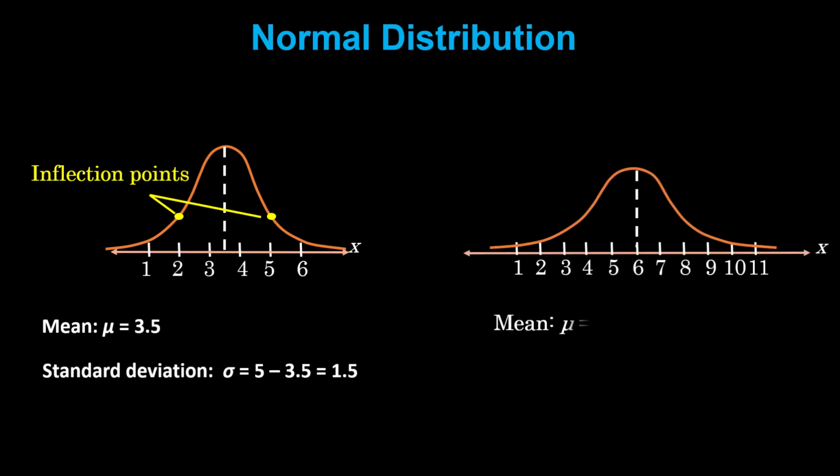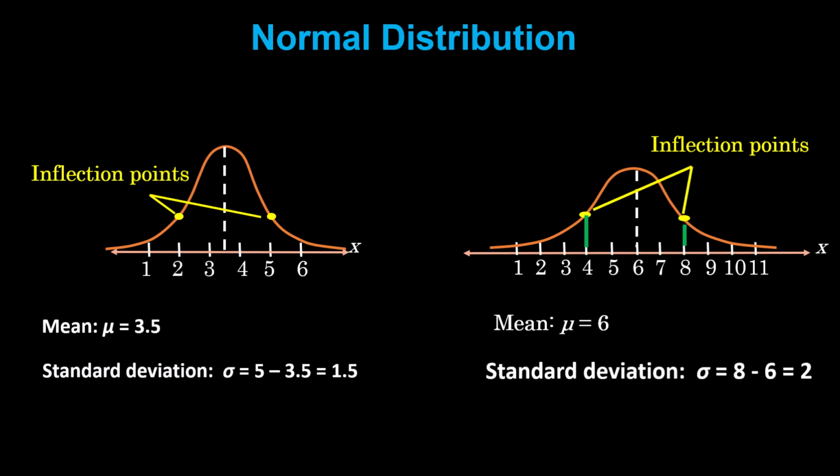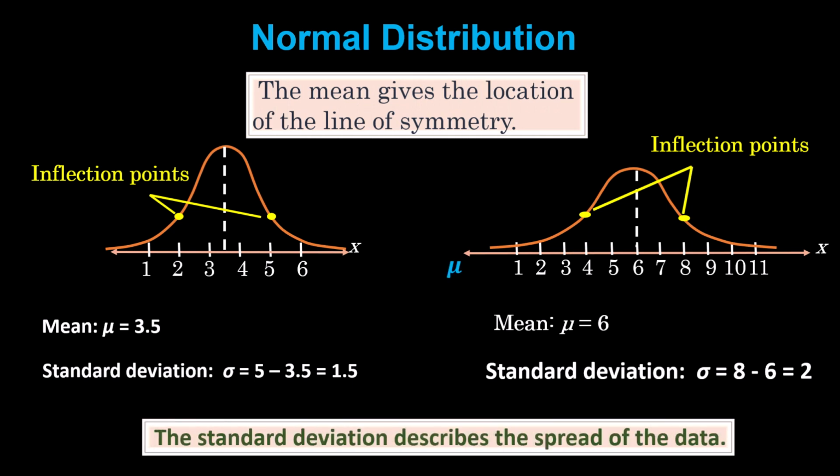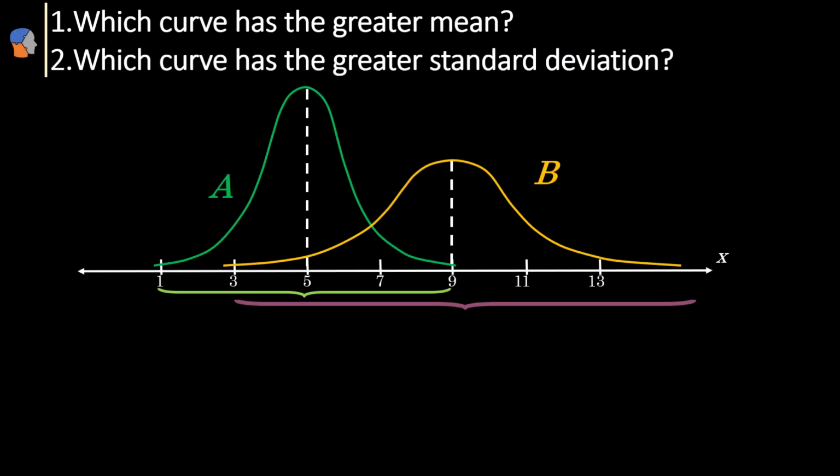Okay, how about this? What is the mean? Mean is 6. And what are the inflection points here? They are 4 and 8. So what is the standard deviation? You can say 8 minus 6, that is 2, or you can calculate sigma by 6 minus 4, which is also 2. Now you understand the mean gives the location of the line of symmetry and the standard deviation describes the spread of the data. Let me give you another example.